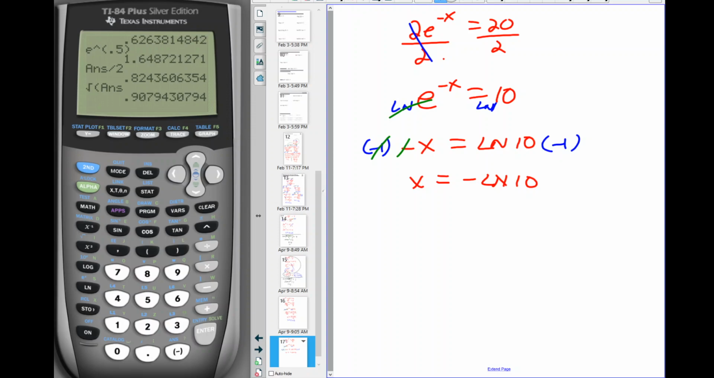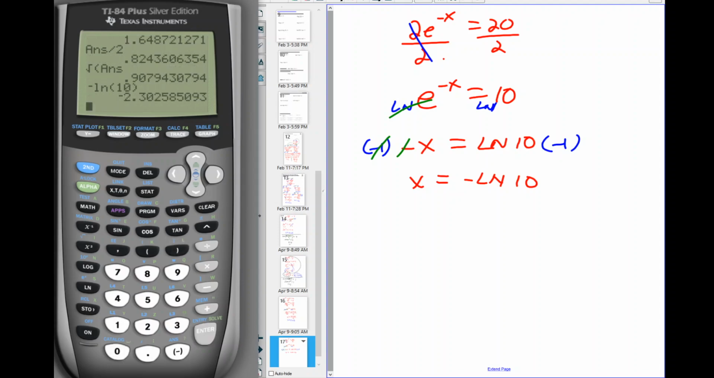So, yeah, negative ln of 10. Since this was exponential, you don't have to check for extraneous, but you may have to round, so let's round. Negative ln 10 is negative 2.30. x is negative 2.30.